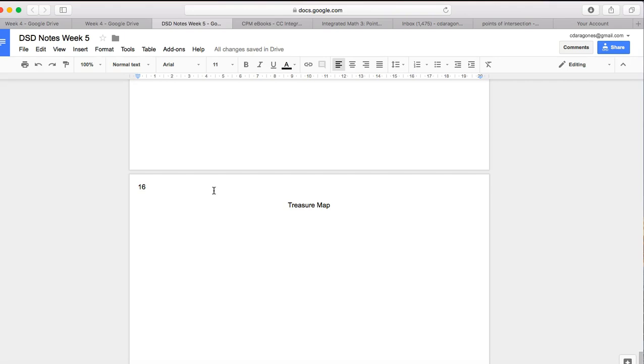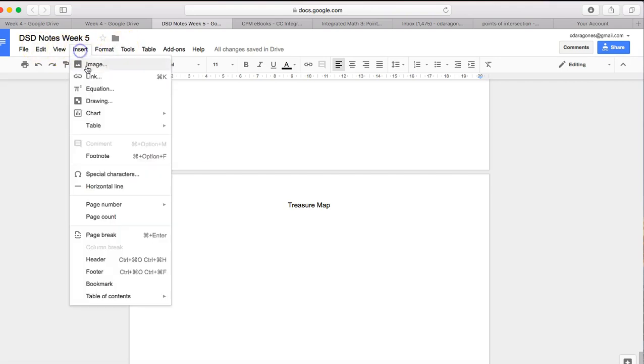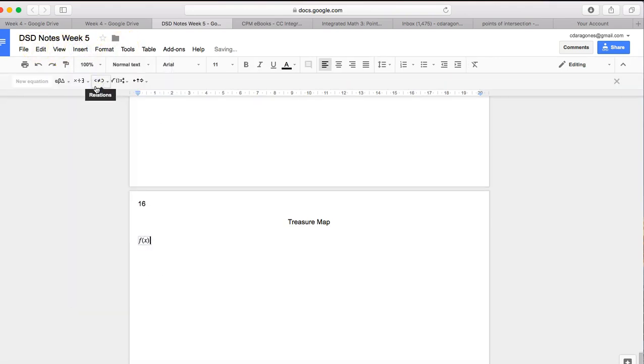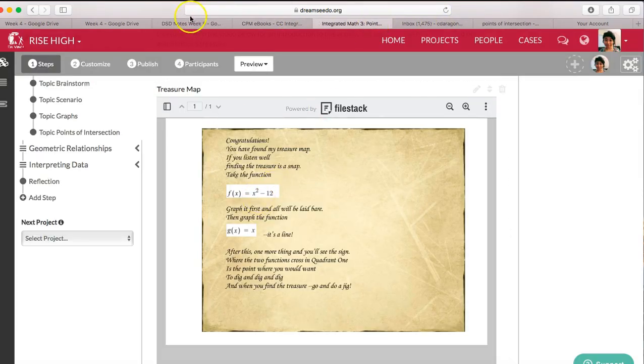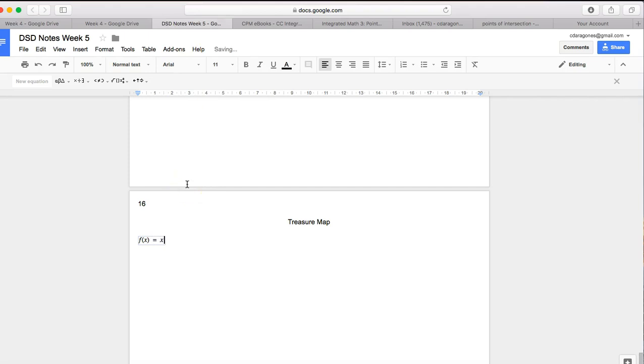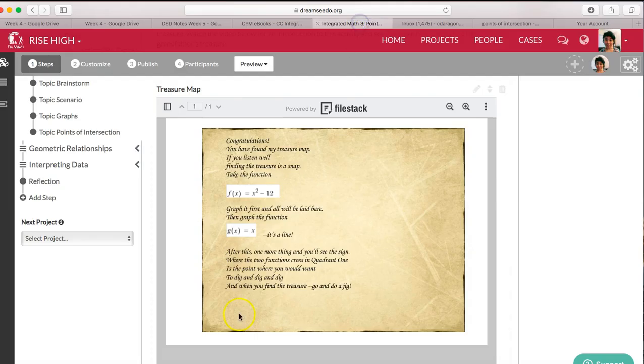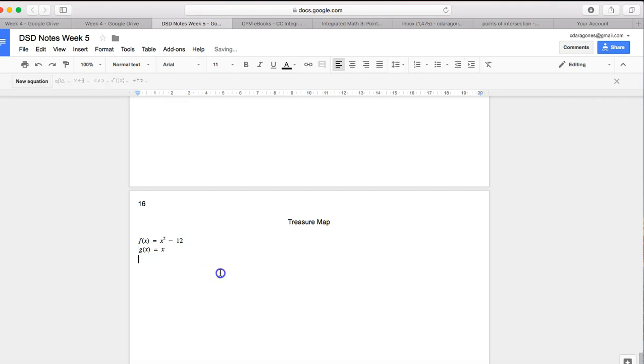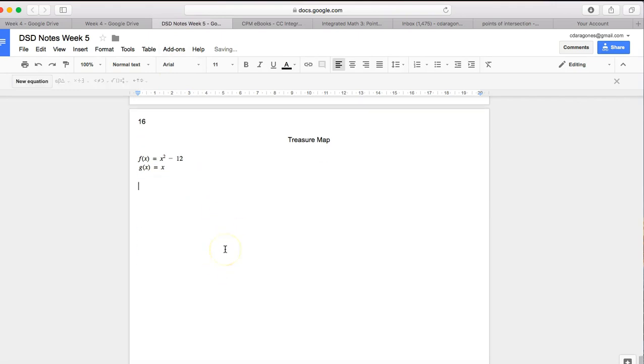Okay, so you have two functions that you're graphing. One of them is x squared minus 12. This is not a linear equation, it's a quadratic equation, and we'll talk a little bit more about what that is later. The second equation is just g of x equals x. So you're going to go ahead and graph these two functions.